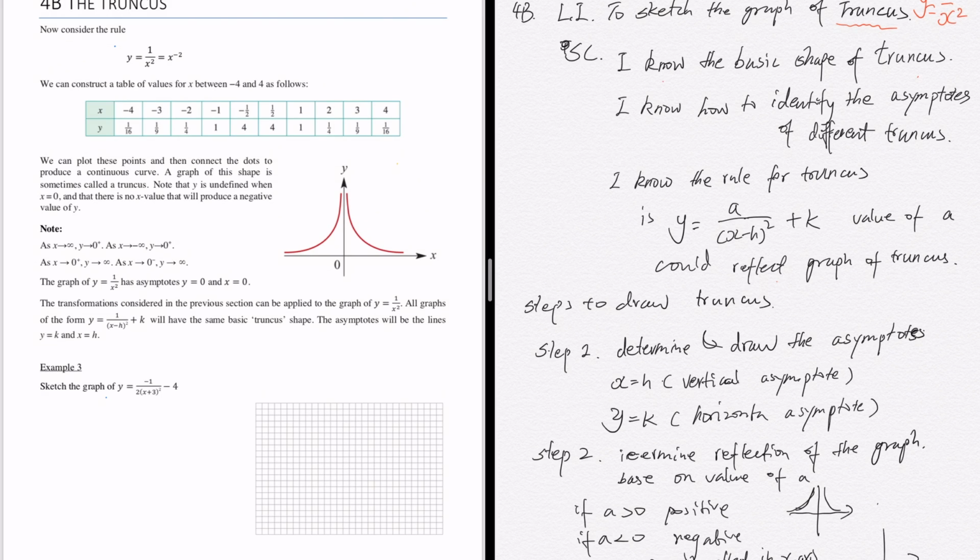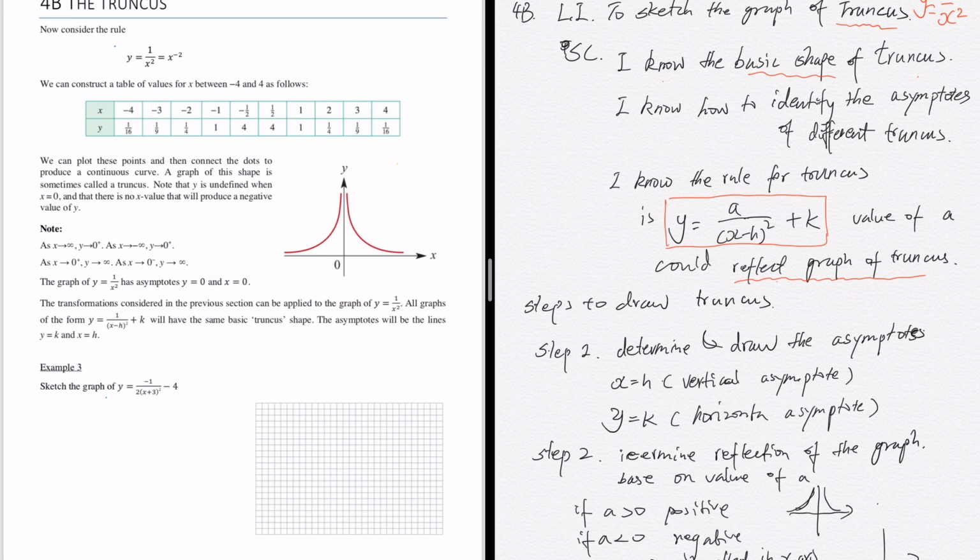The success criteria of today is: I know the basic shape of the Truncus, and I know how to identify the asymptote of different Truncus. And lastly, I know the rule for Truncus is y equal to a over (x minus h) to the power of 2, plus k. And we also need to know the value of a could reflect the graph of Truncus. So in this video we're going to talk about these three success criteria one by one.